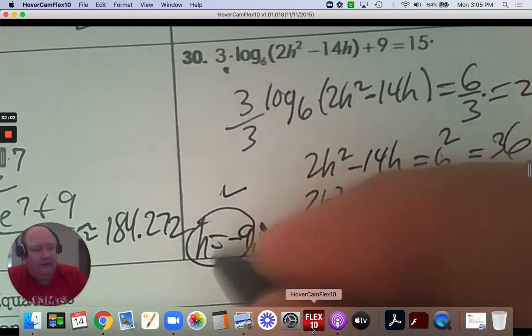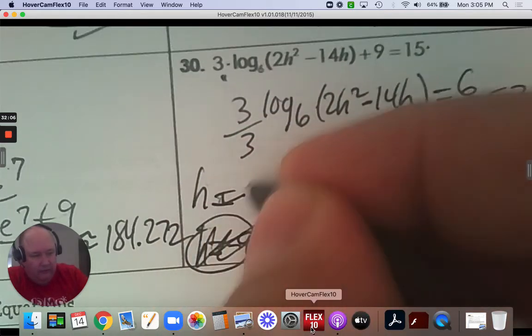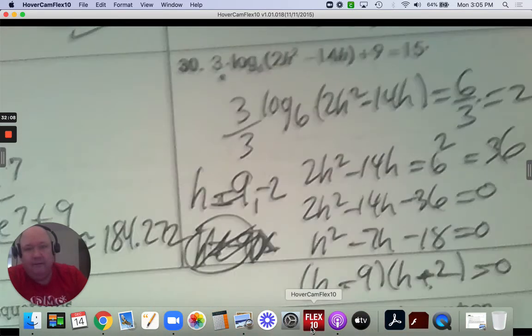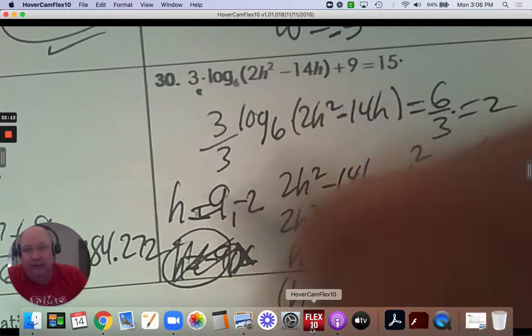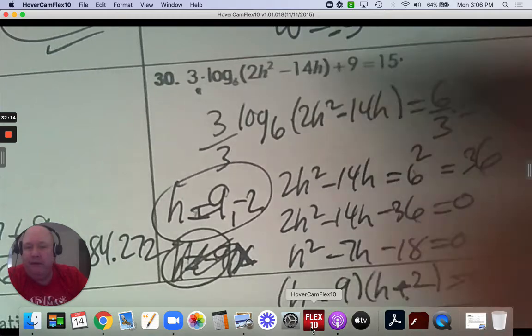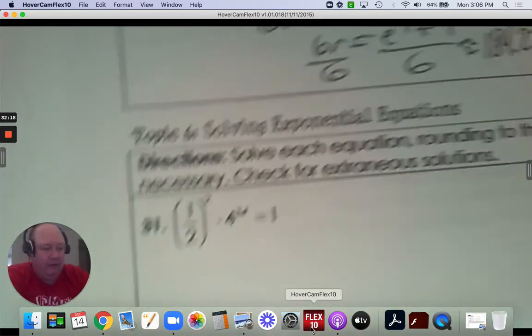Oh, wait a second. Haha. Negative 9 and positive 2, those are the factors. So it's positive 9 and negative 2. So positive 9 is fine. Negative times a negative, both are fine. So that way they're both fine. No restrictions.